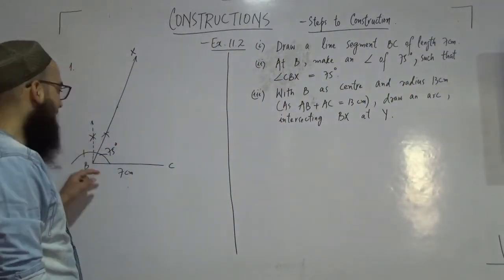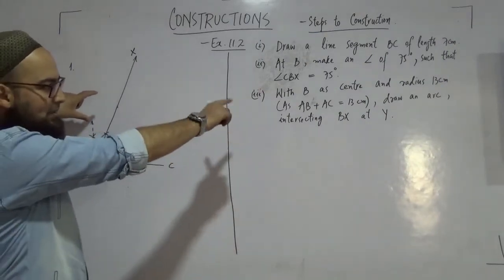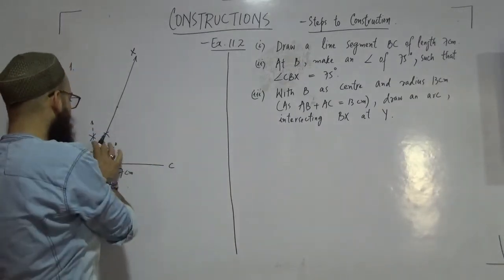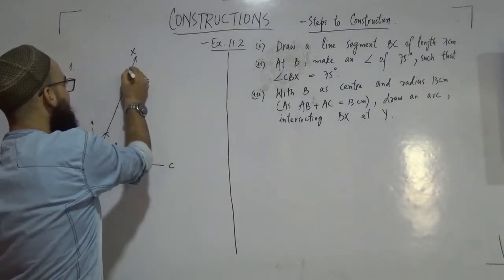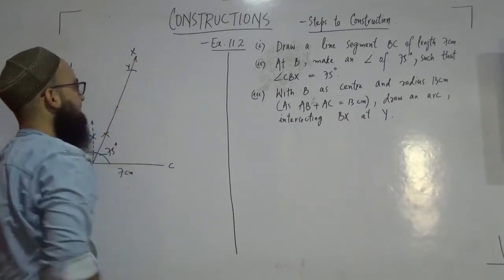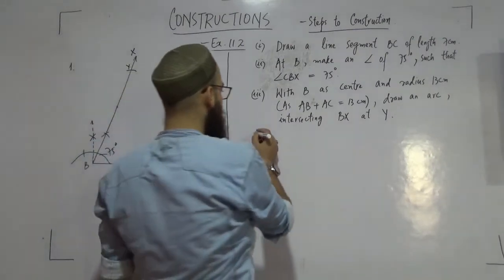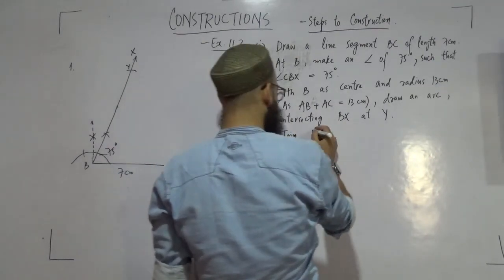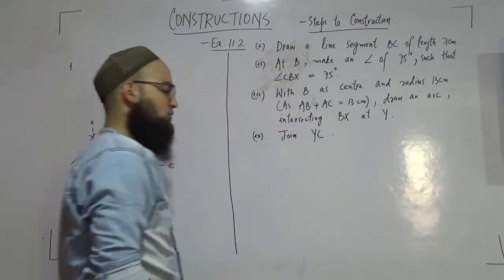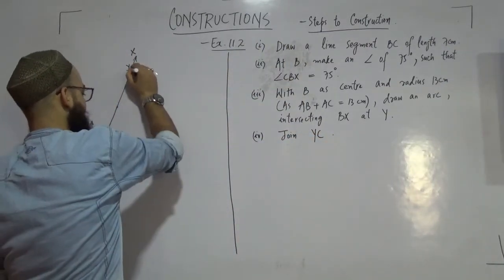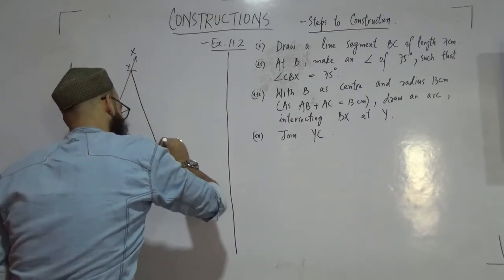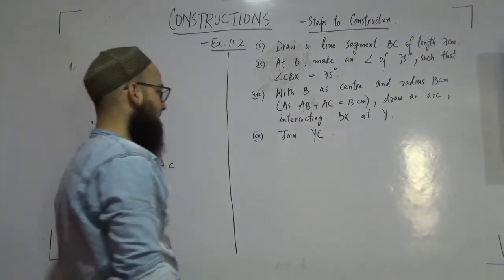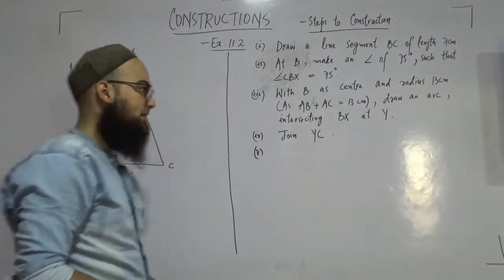With B as center and radius 13 centimeters. Why 13? Because AB plus AC is equal to 13. Draw an arc intersecting BX at Y. So you'll go like this. Say this is your Y. Got it? The next is join YC. Now join YC. Then the next one.